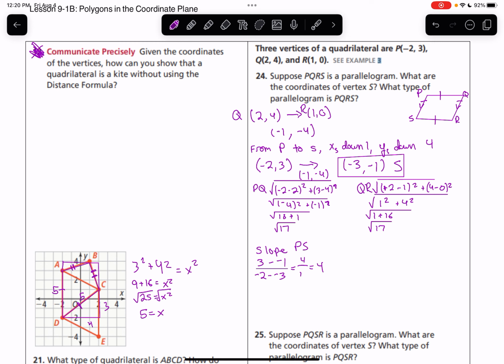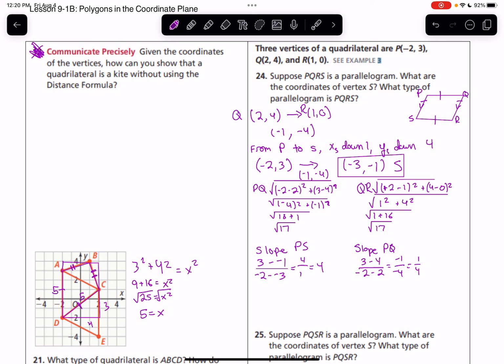We also have to find the slope of PQ, or any other adjacent side. I'll just use PQ here. The slope of PQ is going to be slope formula, 3 minus 4, y2 minus y1, over negative 2 minus 2. It's going to be negative 1 over negative 4, or 1/4.